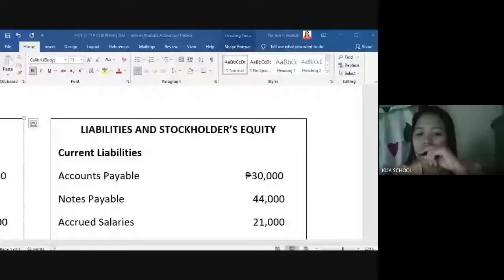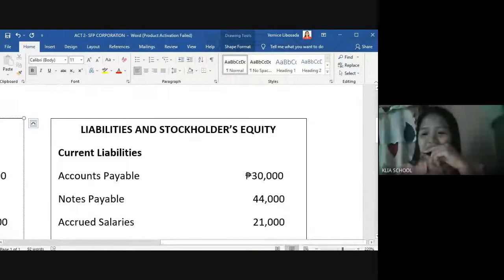16 na po. Accounts, notes, and accrued salaries. Wala ba? Okay. Sige. Dahil nakita kong nagtaas ka ng kamay, what should be the total of our current liabilities?